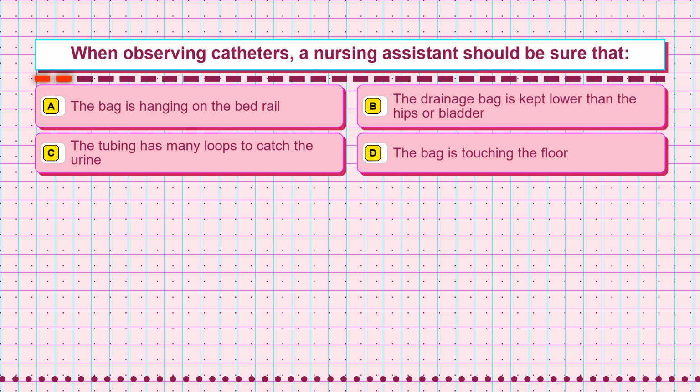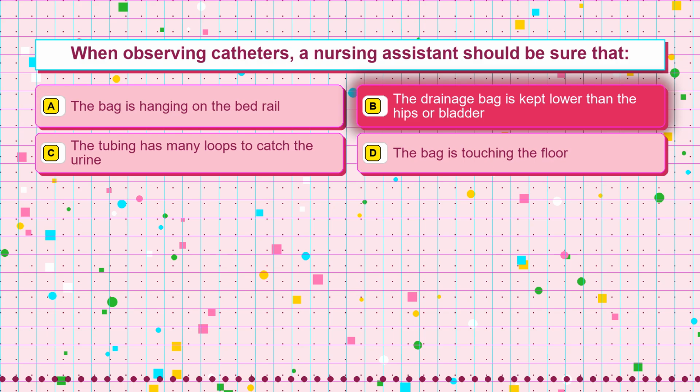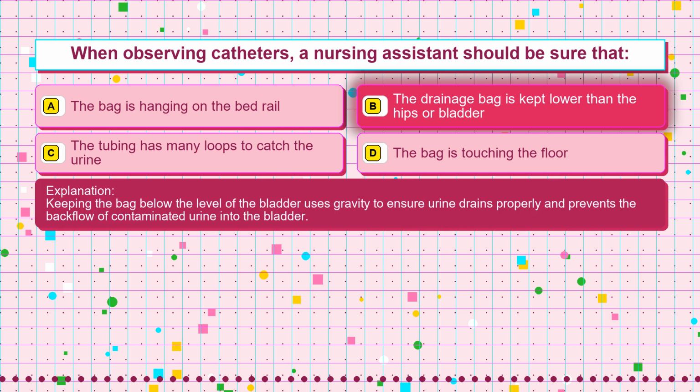Question 8. When observing catheters, a nursing assistant should be sure that: Option A, the bag is hanging on the bed rail. Option B, the drainage bag is kept lower than the hips or bladder. Option C, the tubing has many loops to catch the urine. Option D, the bag is touching the floor. The correct answer is option B, the drainage bag is kept lower than the hips or bladder. Keeping the bag below the level of the bladder uses gravity to ensure urine drains properly and prevents the backflow of contaminated urine into the bladder.